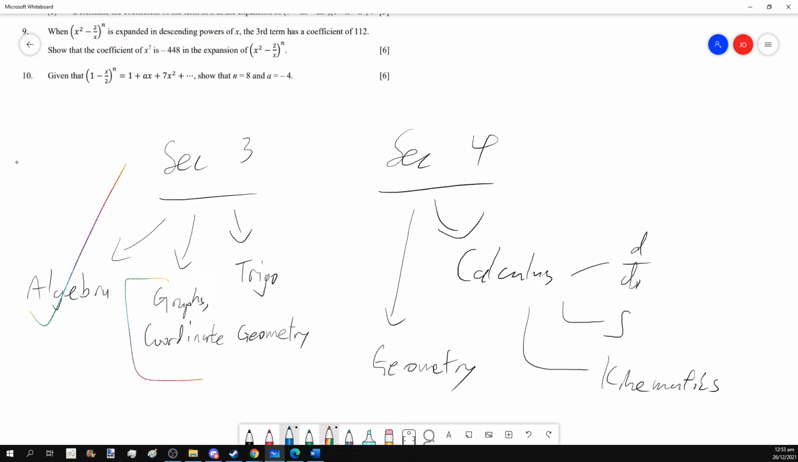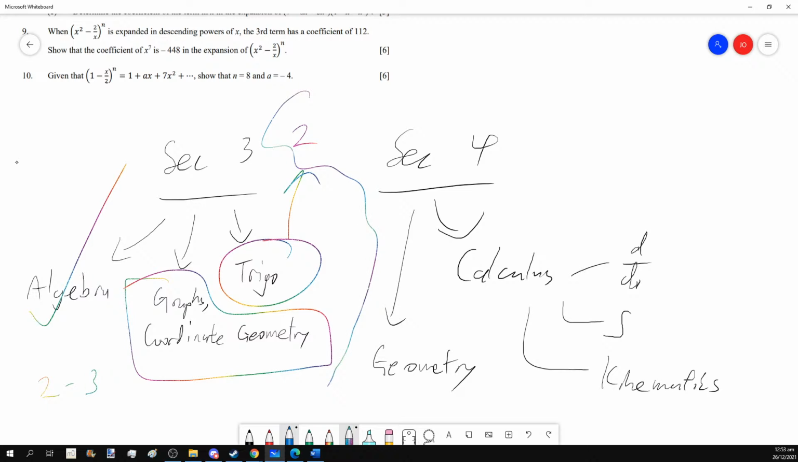Now the graphs and the coordinate geometry will not be so bad. I expect to be done within 2 to 3 videos. And then trigonometry I expect to be done within 2 videos. So congratulations, we actually only have like what? 4 to 5 videos left, right? 4 to 5 videos. And we will be done with the entirety of the first year of additional math. So congratulations.